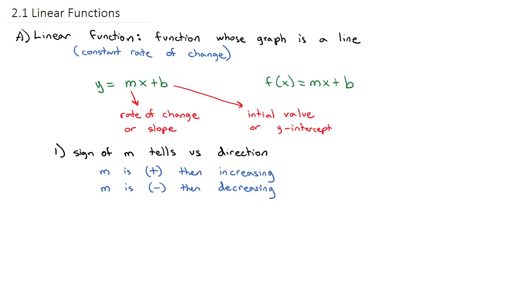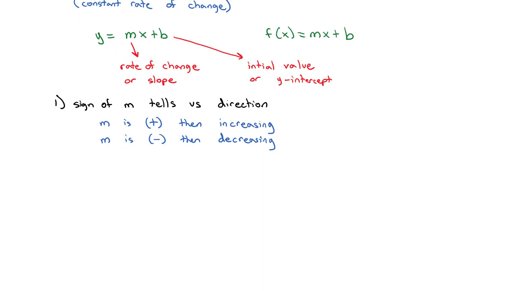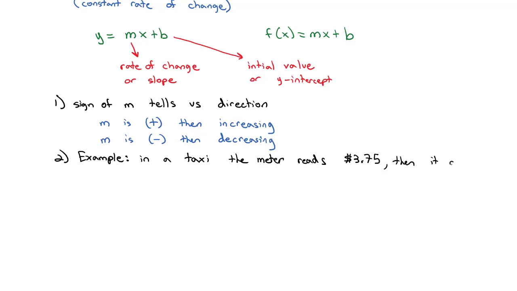Let's scroll down a bit and take a look at an example here with a little bit more space. Let's say you get inside of a cab. In a taxi, the meter reads $3.75 when you get into the taxi. Then it adds $1.92 for each mile.